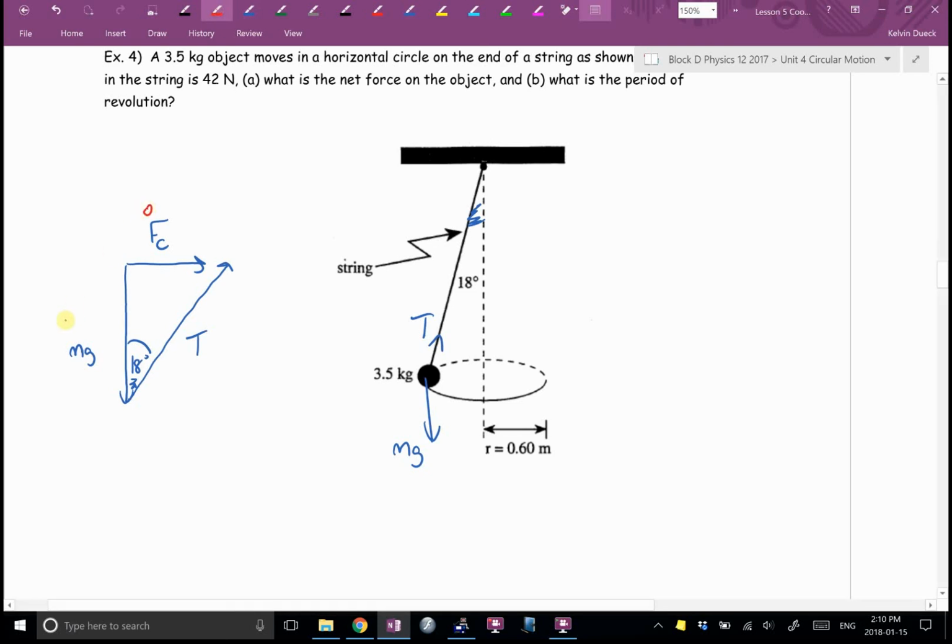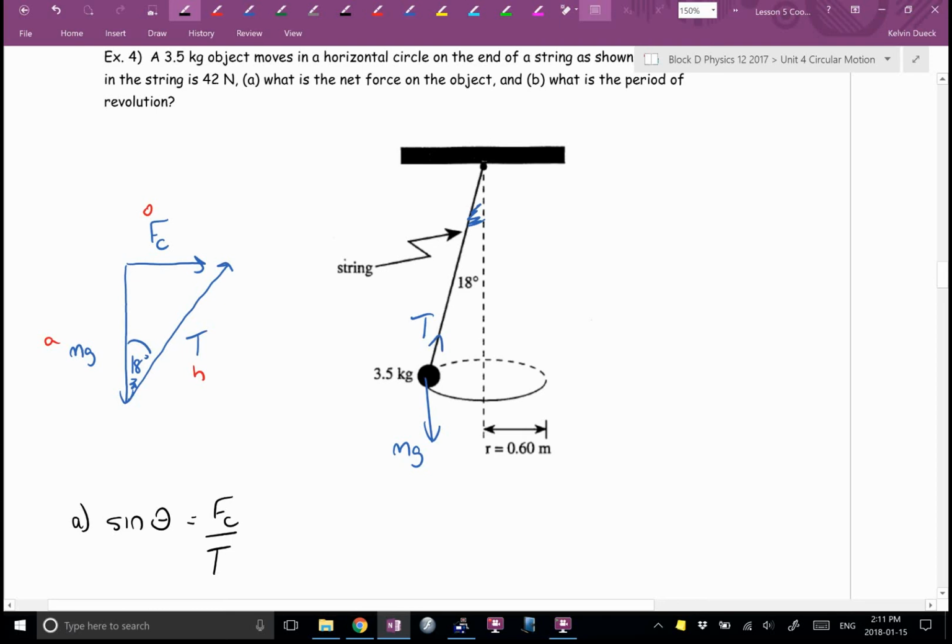Opposite, adjacent, hypotenuse. Which trig function? What did they tell me in this question? Tension or mg? Tension? Then I'm going to use those two. Which trig function this time? Yeah, sine. I see the sine. Sine of theta equals opposite over tension.